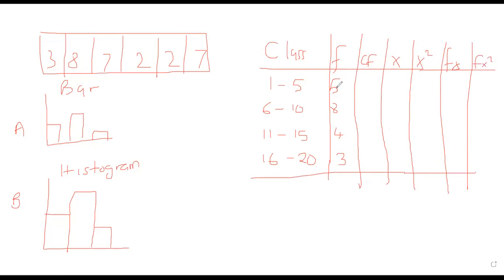So to start with, how do we find the cumulative frequency? Cumulative means add on. So we start with this 5, we put it here. So 5 plus 8, what do we get? 13. 13 plus 4, what do we get? 17. 17 plus 3, what do we get? 20. Then we also sum up this column to get our 20. So the 20 we get here must always be the same as the 20 we get there.